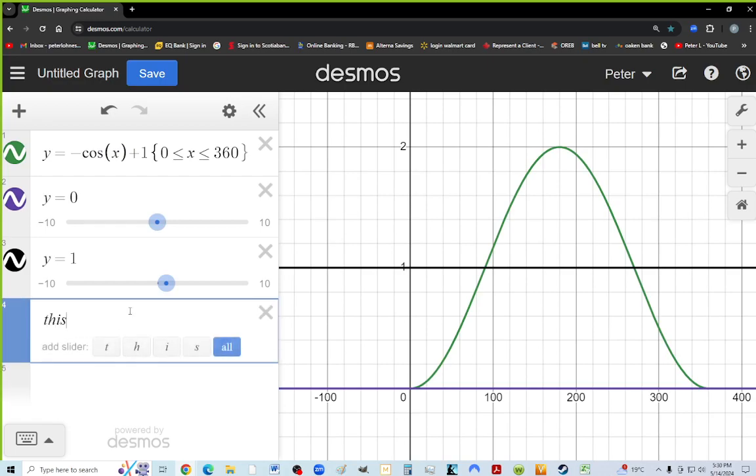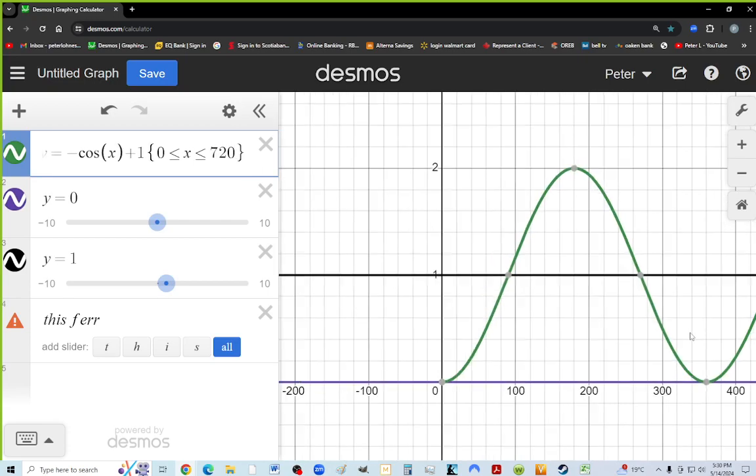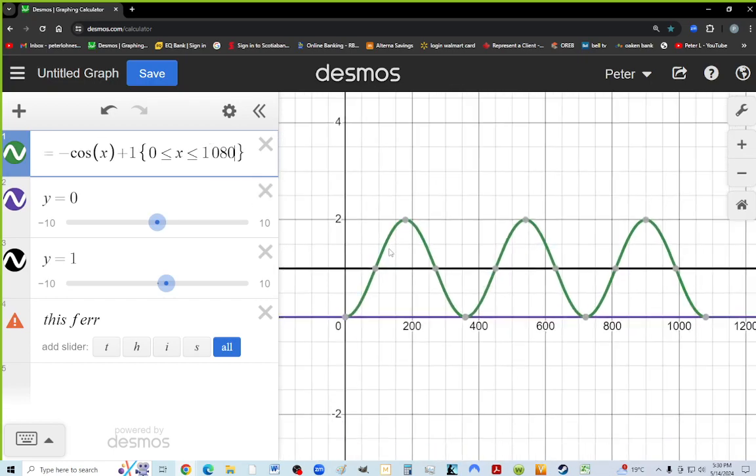Can you show two full cycles? Sure. You just make this what? To 720. You got it. And if the Ferris wheel goes around 3 times, you have to add 3 cycles. It depends how many times they tell you the Ferris wheel goes around.